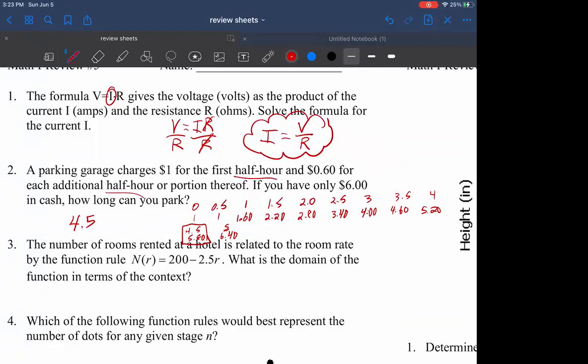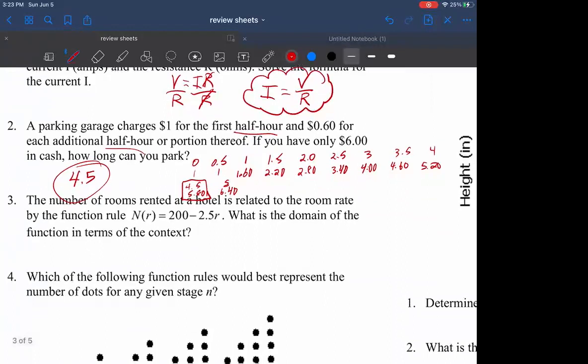Because that first half hour was $1, and then just as soon as I go a little past that first half hour, I have to pay 60 cents, and that's good up until the next half hour ends, which will be at 1 hour. So yeah, 4.5 hours is how long we can park. Because if we wait a little bit longer, we're immediately going to be paying $6.40. So 4.5 hours, that's as long as you can park.